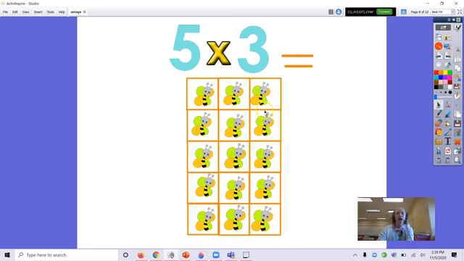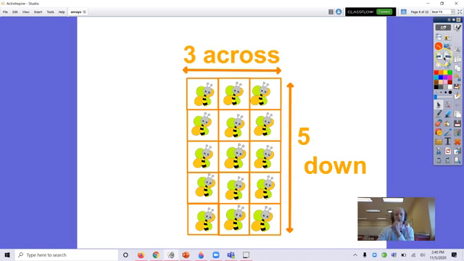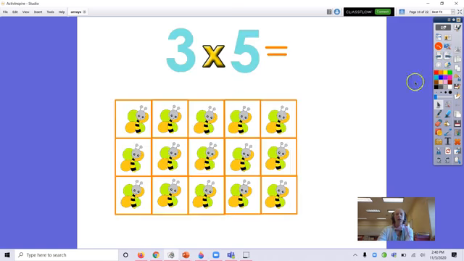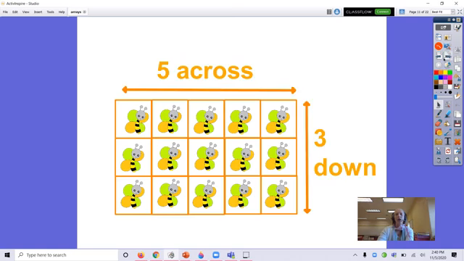Now I'm going to look at 5 times 3. 5 and 3 are my factors. The factor of 5 tells me to go down 5, and the factor of 3 tells me to go across. If I were to count all of the boxes, I would get a product of 15. I can also flip my factors and make it 3 times 5. Again, this is telling me that I have to go 3 down and 5 across, and if I were to count all of the boxes, I would get the product of 15.